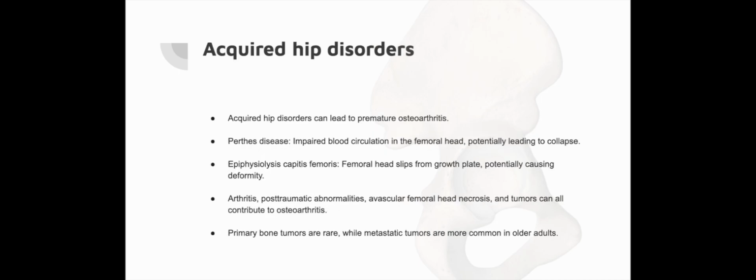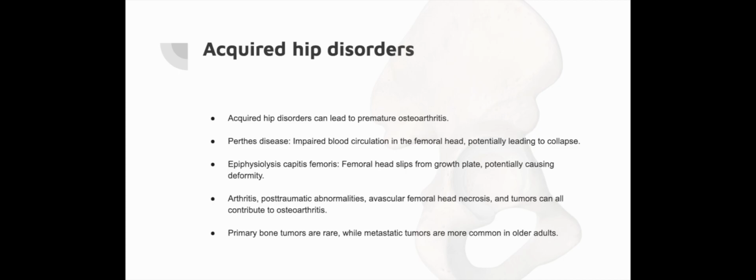Acquired hip disorders. Acquired hip disorders can develop at any age and can lead to premature osteoarthritis, regardless of the treatment. These disorders can cause lingering symptoms that can persist for decades. Childhood conditions like Perthes disease and epiphysiolysis capitis femoris can lead to premature osteoarthritis. Other factors that can contribute to osteoarthritis include bacterial or non-bacterial arthritis, fractures in the hip region, avascular femoral head necrosis, tumors, and chronic overload.